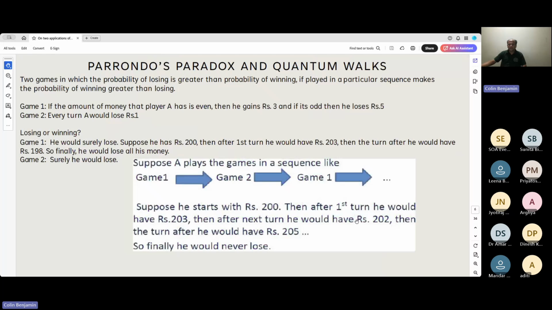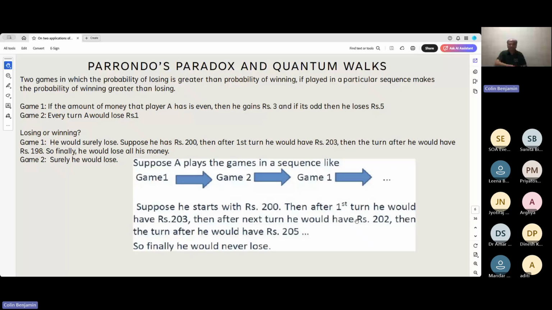Now, our interest in quantum walk started with a game actually. That's Parrondo's paradox or the Parrondo game. What is the Parrondo game? The Parrondo game tells us that if I have 2 losing games, can I combine them with some order or some disorder in some arbitrary manner such that I generate a winning game out of 2 losing games?